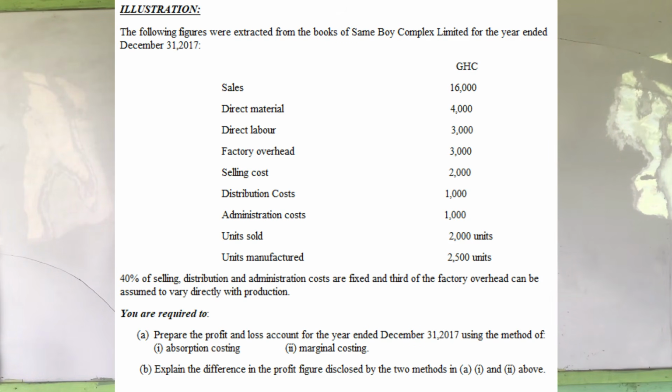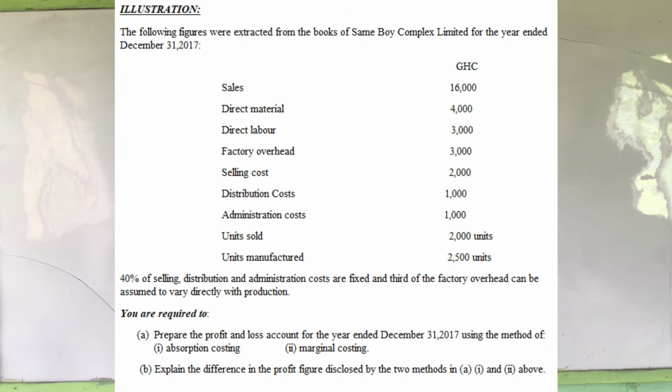Okay. Then we are continuing. 40% of selling, distribution, and administrative costs are fixed, and a third of the factory overhead can be assumed to vary directly with production. That is a variable cost. You are required to A. Prepare the profit or loss statement for the year ended 31st December 2017 using the method of I. Absorption costing, II. Marginal costing. Then B. Explain the difference in the profit figure disclosed by the two methods in A I and II above.